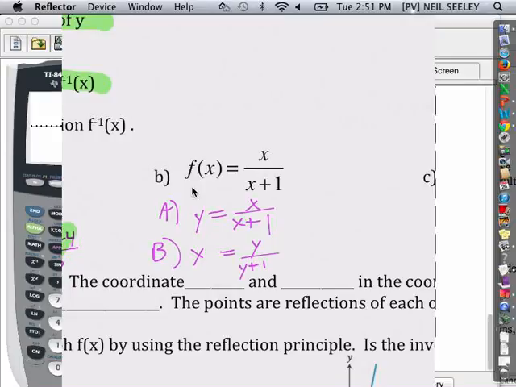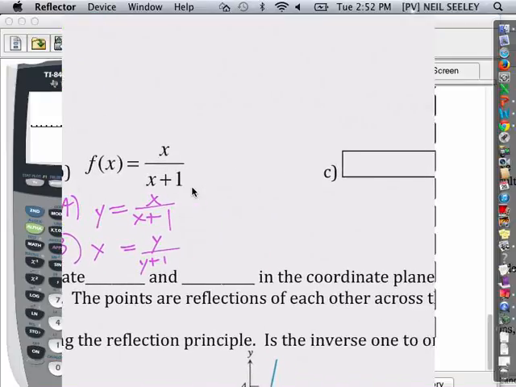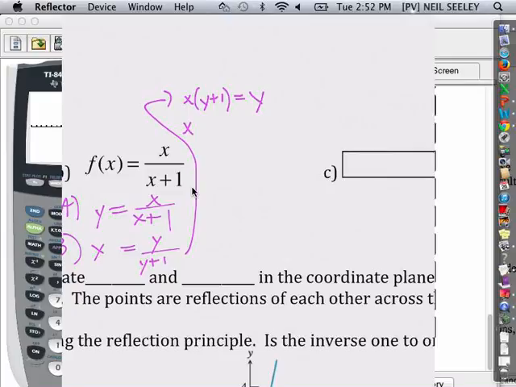This one's got some awesome algebra. To solve this, this is the ultimate trick. When you have a fraction with a denominator, you multiply both sides by the denominator. Nine times out of 10, that's going to be your route to solving. Multiply both sides by y plus 1. That leaves room for an exception or two, but that's okay. You distribute. You get xy plus x equals y.